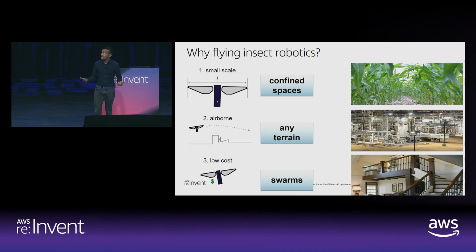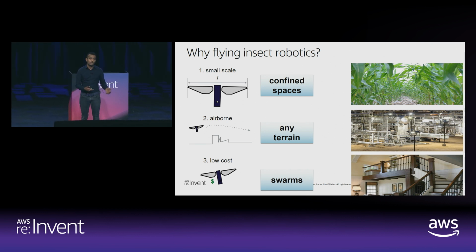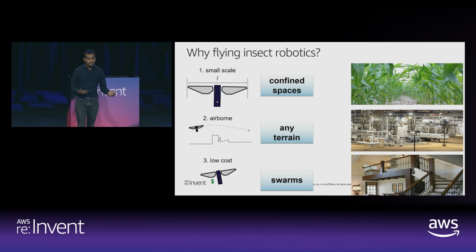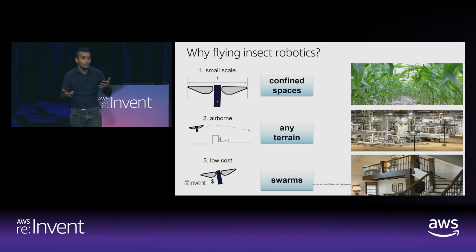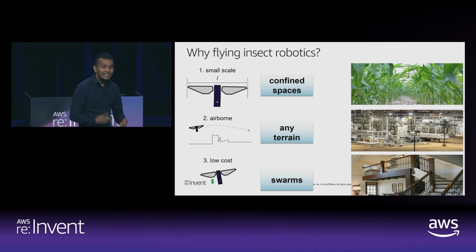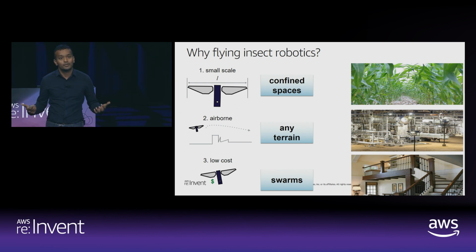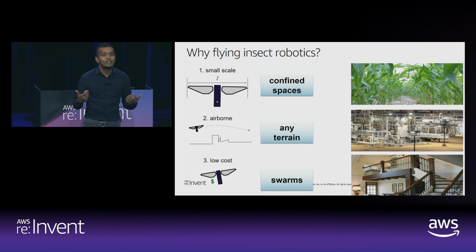The second advantage is that they're airborne, which means that they can operate in any kind of terrain, so you can use them for a variety of different applications, including for environmental sensing in farms or for warehouses or even in homes. These are pretty small, so they're not going to be as noticeable to a human being. Finally, because they're small, the material cost of creating these drones itself is pretty low, which means that you can start creating swarms of these drones at a really low price.